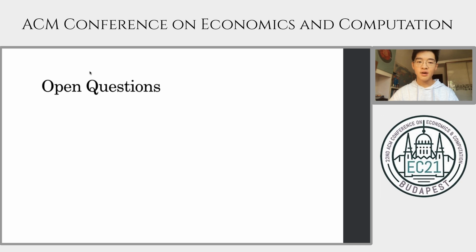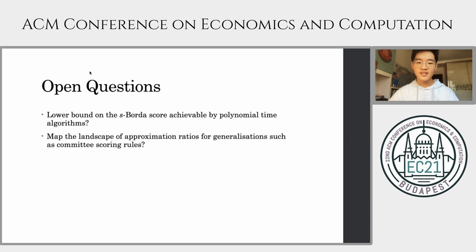Ultimately, we present a couple of open questions. The first question is, what is the lower bound on the s-Borda score achievable by polynomial time algorithm? And in particular, does it match our upper bound for our improved algorithm? We suspect that the answer is yes, but we had some technical difficulties in proving this. The second question is, can we map the landscape of approximation ratios for generalizations such as committee scoring rules? And the third question is, can we apply our results to find approximate core solutions? All of these questions are interesting to explore more.